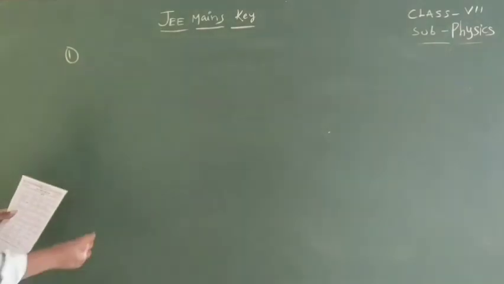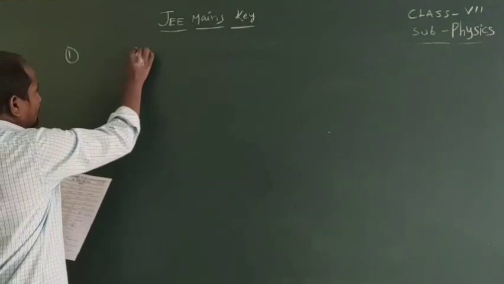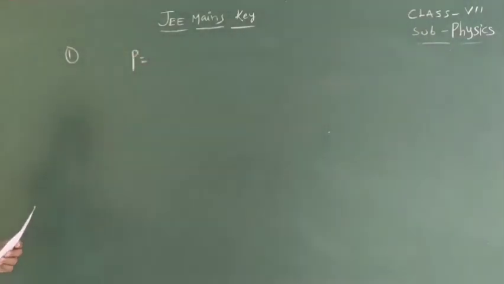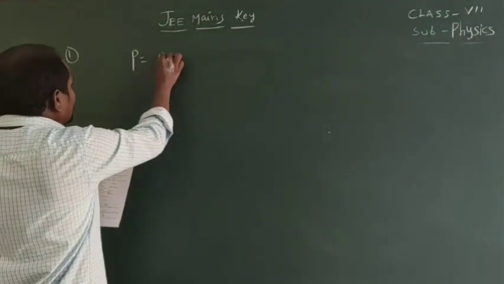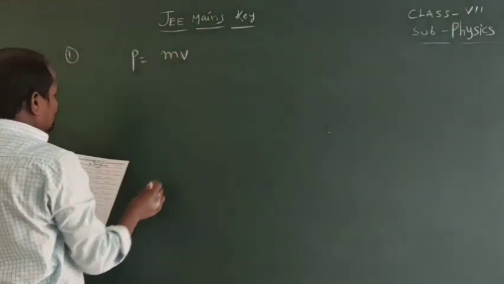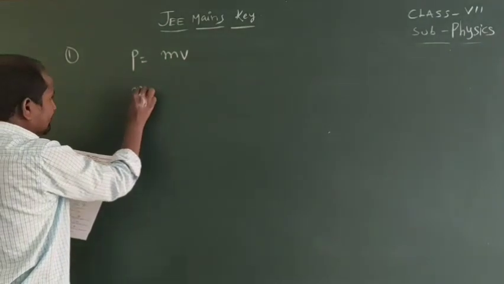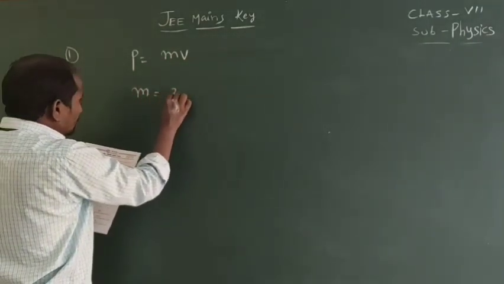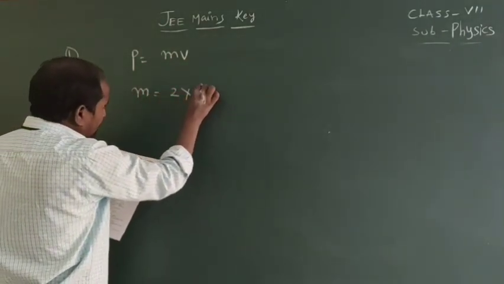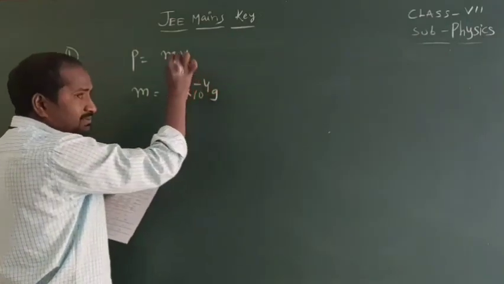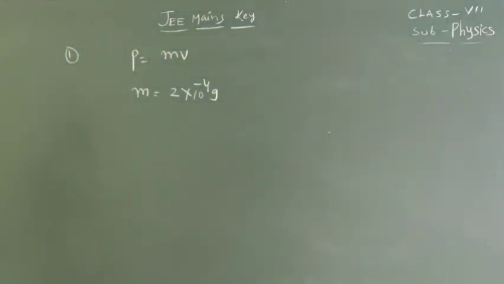So first of all, what is meant by momentum? The product of mass and velocity is called momentum. That is, P = m × v. So mass is given, that is equal to 2 × 10^-4 grams.